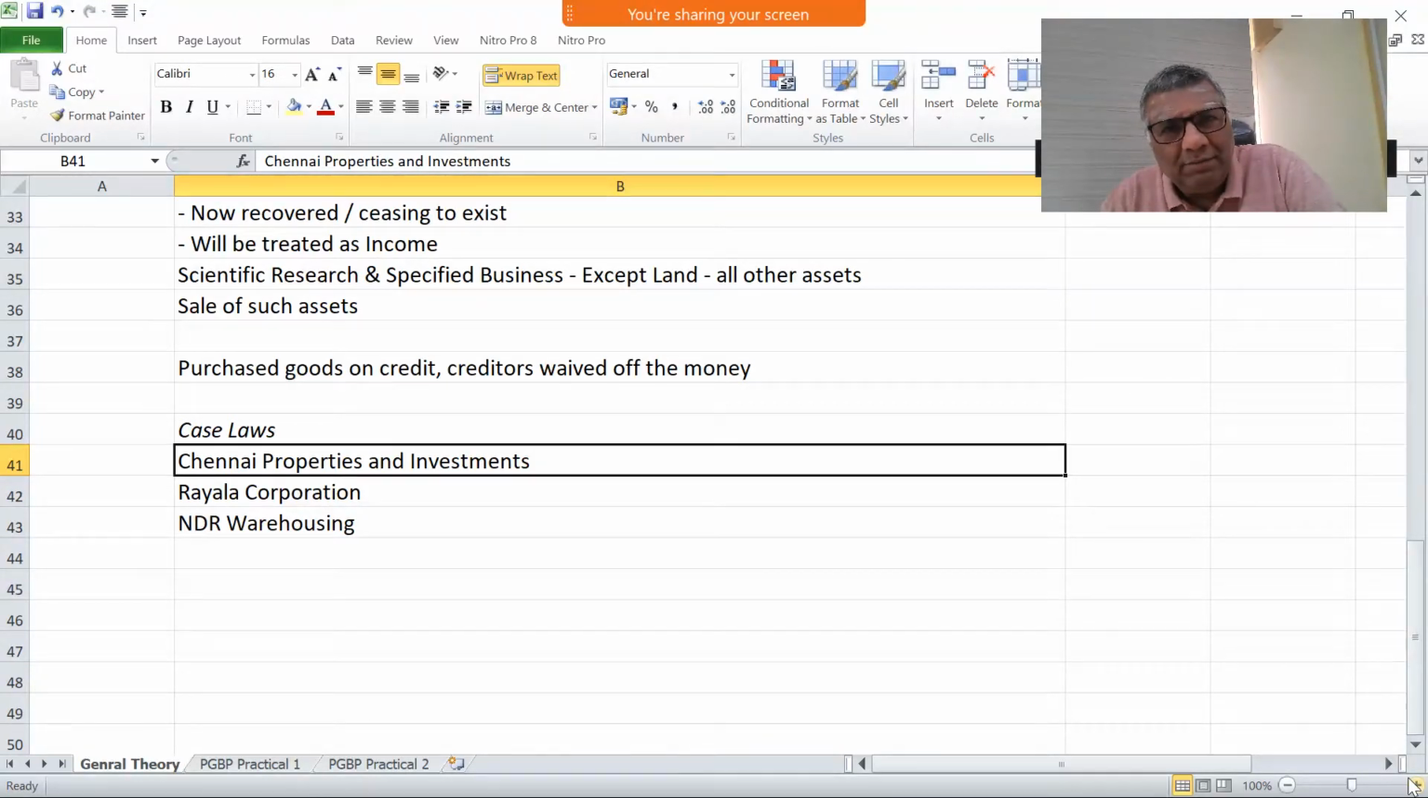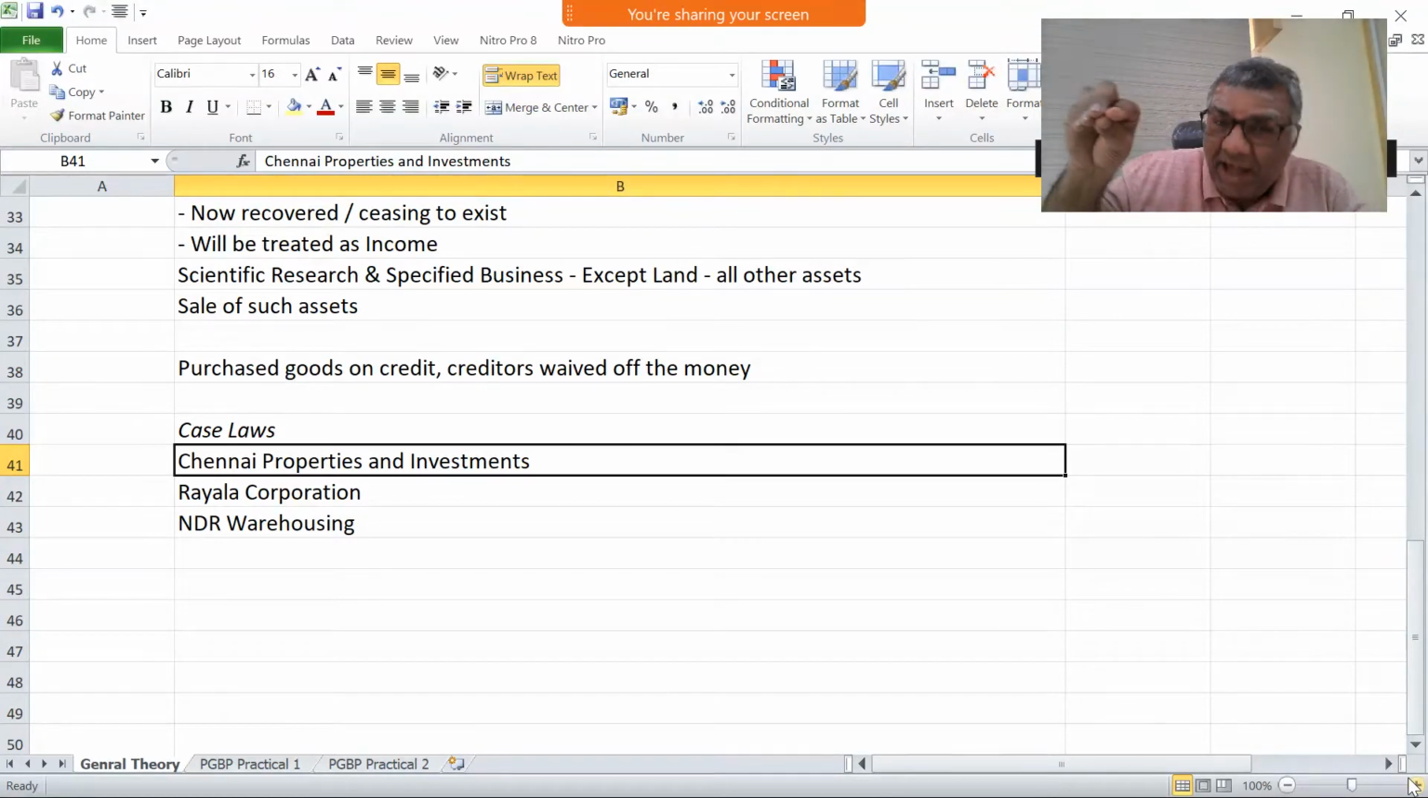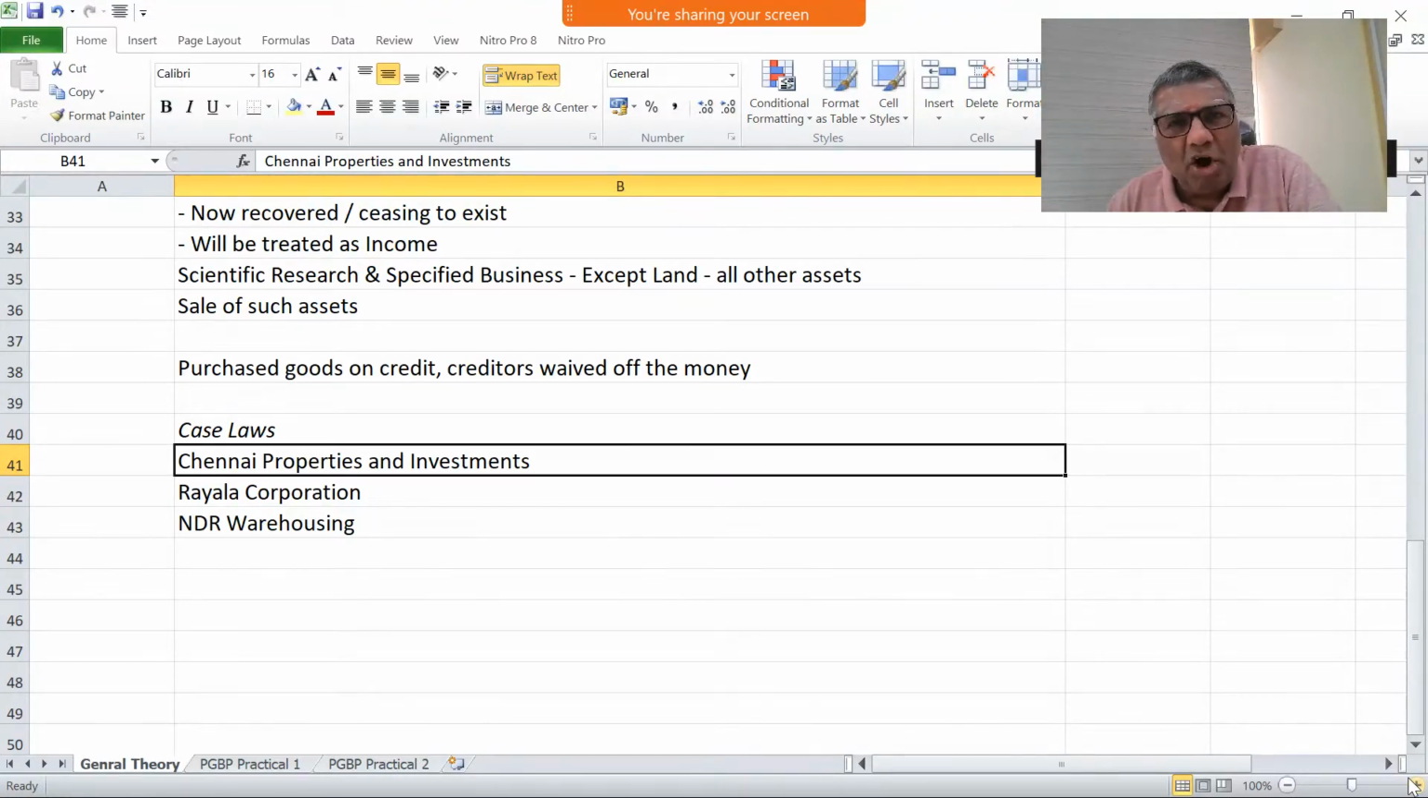NDR Warehousing. That company was constructing warehouses, letting out warehouses along with amenities to various people. The assessing officer contended it is IHP. Why people contend IHP means only two deductions, 30% standard deduction and interest on borrowed capital. PGBP means you can claim more deductions, security charges, maintenance charges, electricity, office expenses. So many things you can claim.